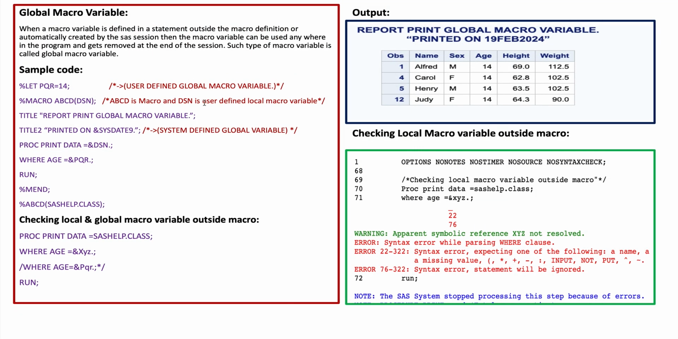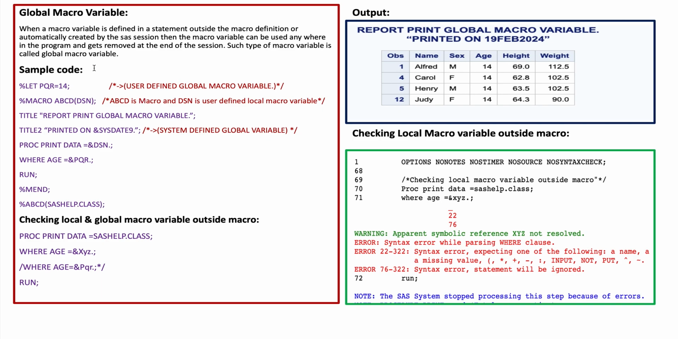Let me explain about the global macro variable. When a macro variable is defined in a statement outside the macro definition or automatically created by the SAS session, then the macro variable can be used anywhere in the program and it gets removed at the end of the session. Such a macro variable is called a global macro variable. That means global macro variables are defined outside the macro, and system defined macro variables are also called global macro variables.